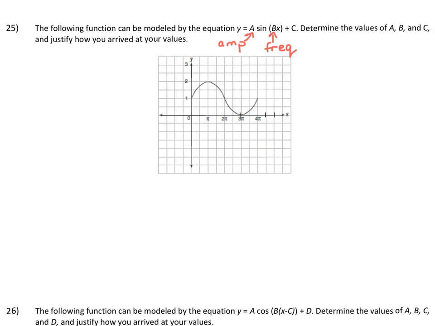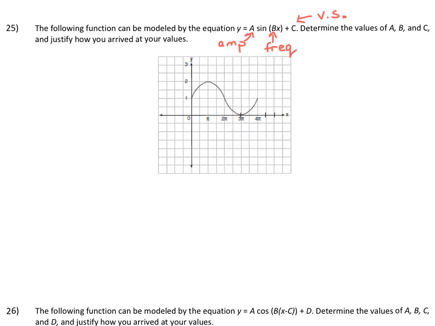Now, if we had a number being added or subtracted within the parentheses from this x, that would be our horizontal shift. But since we don't have that, we don't have a horizontal shift here. Okay, this graph is not being shifted horizontally. But if we have a number added to the end of our function, or subtracted from the end of the function, this right here is going to represent the vertical shift. Okay, it's going to tell us how far we're going to move our graph up or down.